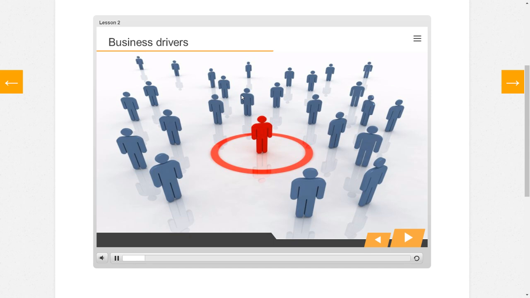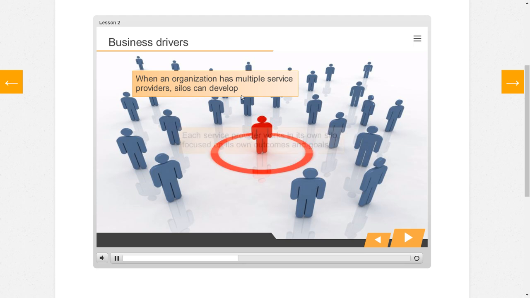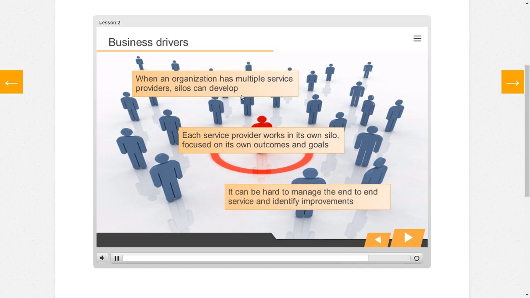Let's look at delivery silos in more detail. When a customer organization is using multiple service providers in a traditional outsourced model with no service integration, silos can develop. Each service provider works in its own silo, focused on its own outcomes and goals, which can lead to decreased customer satisfaction. If each service provider only shows the customer a small part of the end-to-end service, it can be very hard to identify improvements, see where there is waste, and share knowledge and experience.